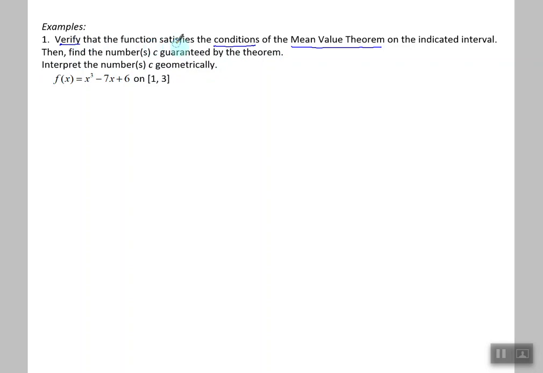So to verify that the function satisfies the conditions of the mean value theorem, we have to know if this function is differentiable and continuous. Well, I see f of x is a polynomial function.